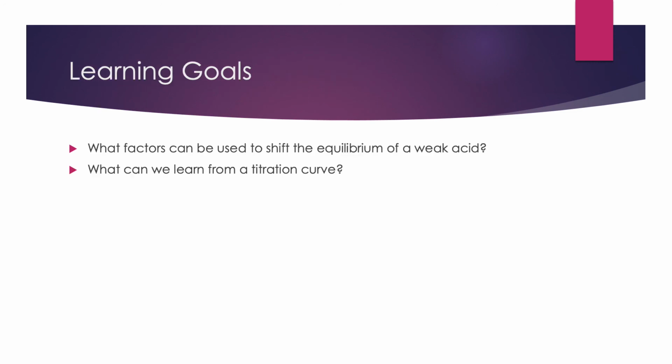So I hope in this lesson you've learned what factors can be used to shift the equilibrium of a weak acid, and how that influences the acidity or basicity of a given solution. We've seen that there are several things that we can learn from just looking at a titration curve. We can tell if we've got a strong acid or a weak acid. We can tell if we have a monoprotic or a polyprotic acid also by looking at that. So there are some very clear signposts that we can look for as we look at titration curves. We'll learn more about these as we move on through this module.